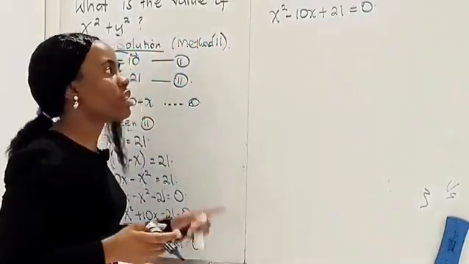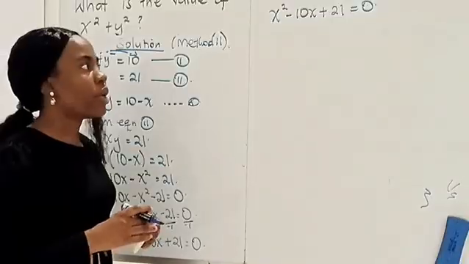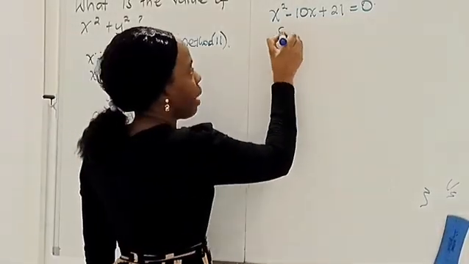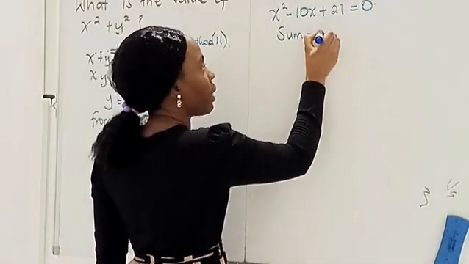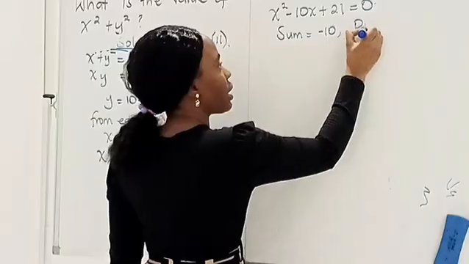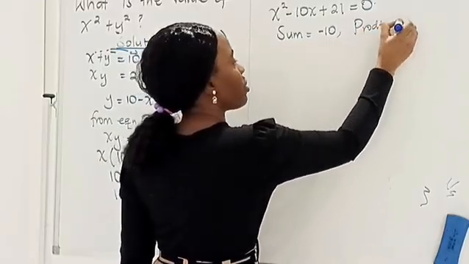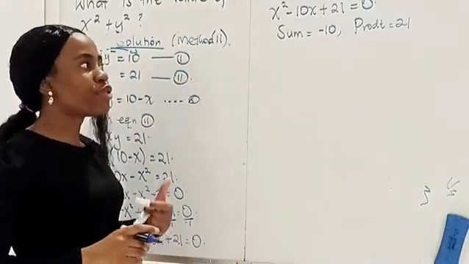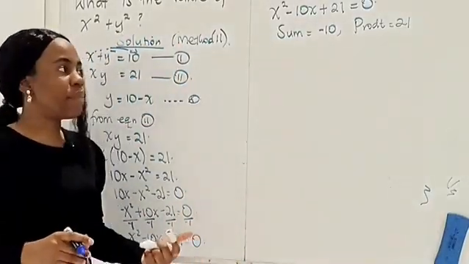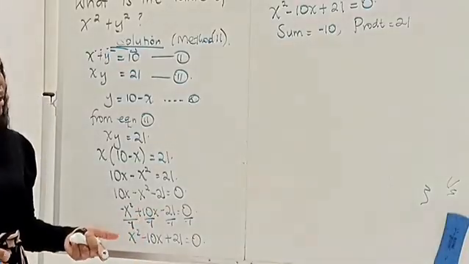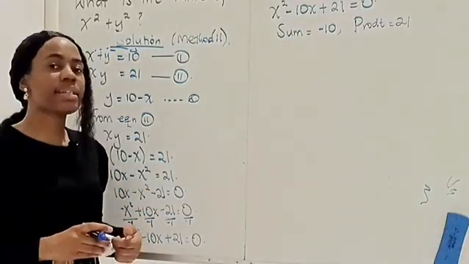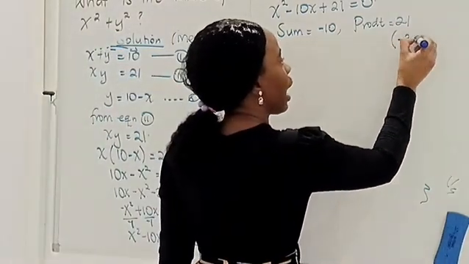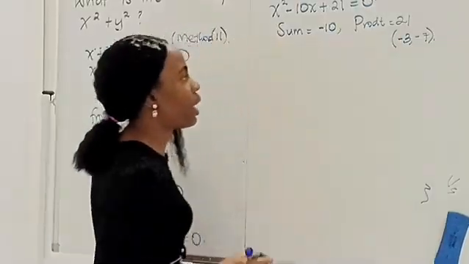Now, how do we solve this quadratic equation? We are going to use sum and product. What is your sum? The sum is negative 10 and the product is 21, because it is 1 times 21. Now find two numbers. When you multiply them, you get 21. When you add them, you get negative 10. Those numbers are negative 3 and negative 7, okay?